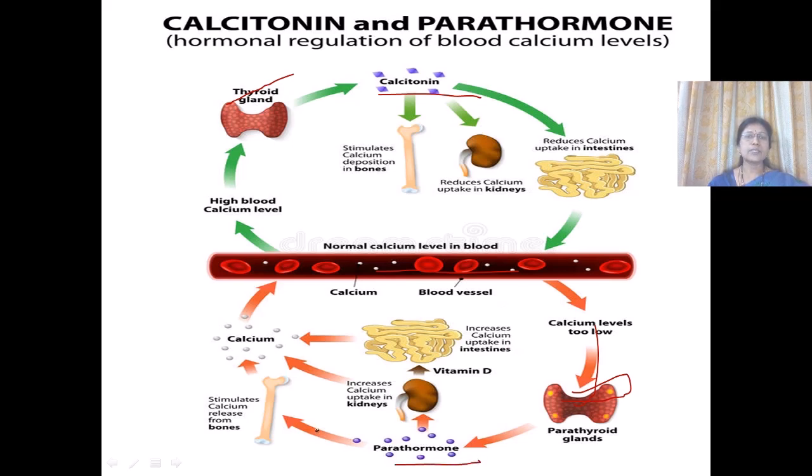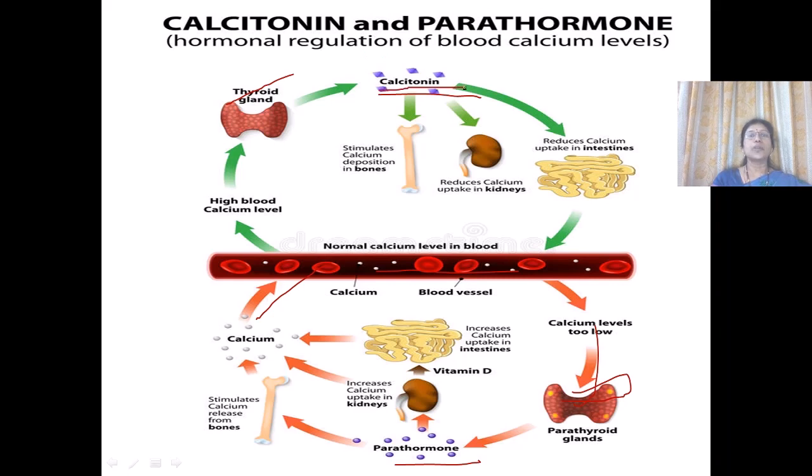Whenever the calcium ions in the blood vessels are at low levels, the parathyroid gland produces parathormone, and this parathormone stimulates the activity of osteoclast cells. These osteoclasts release the calcium ions from the bones. This process is called demineralization or bone resorption. The released calcium ions enter the blood vessels so that the calcium ion level becomes normal.